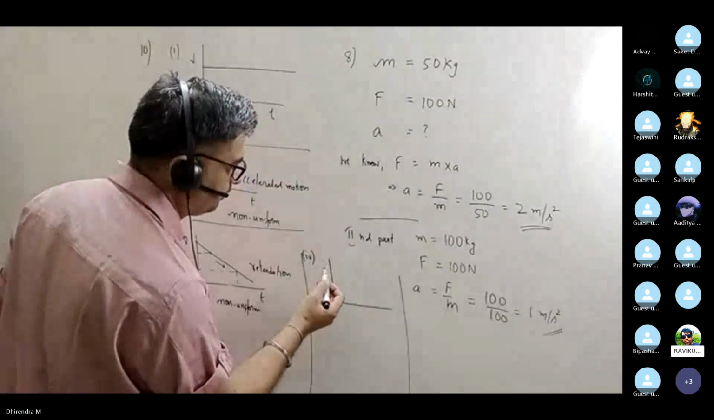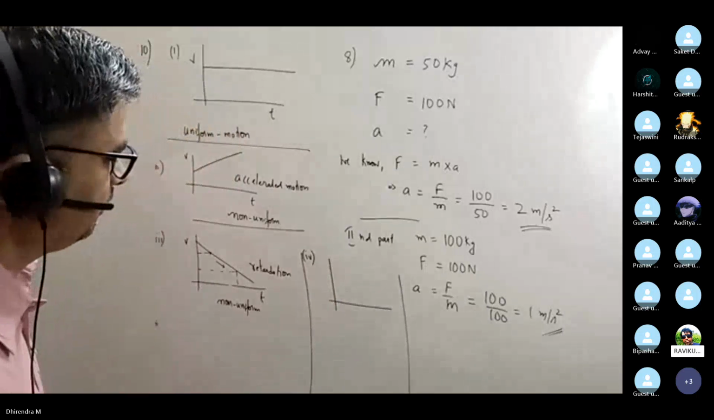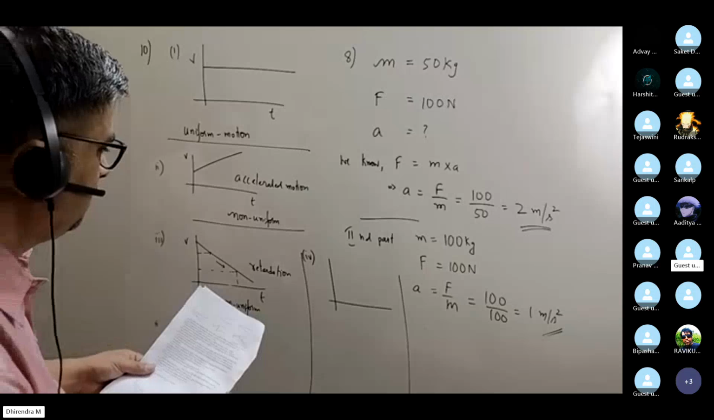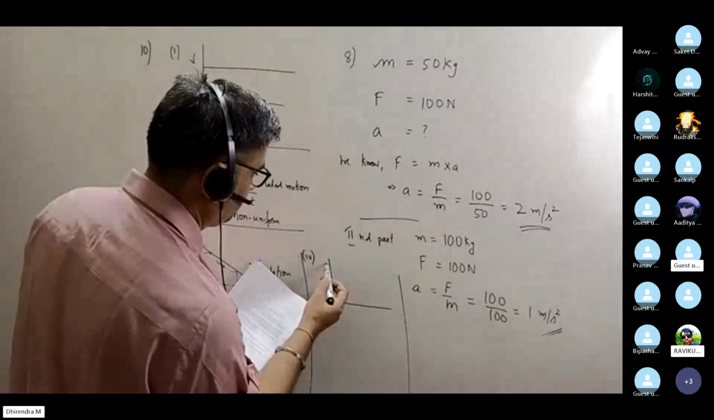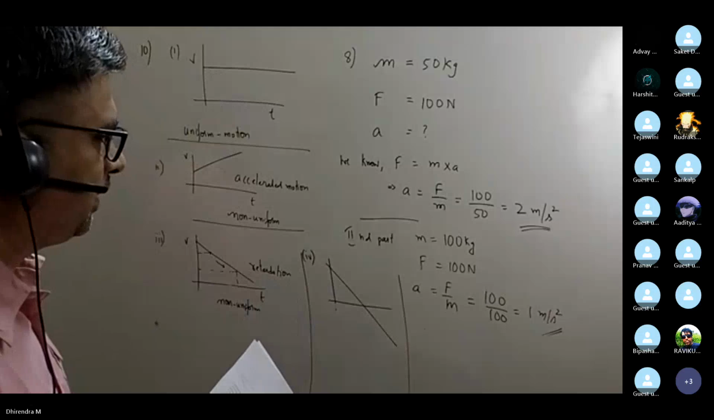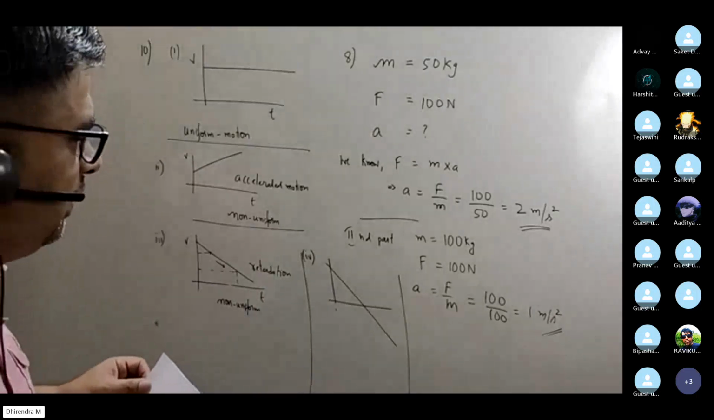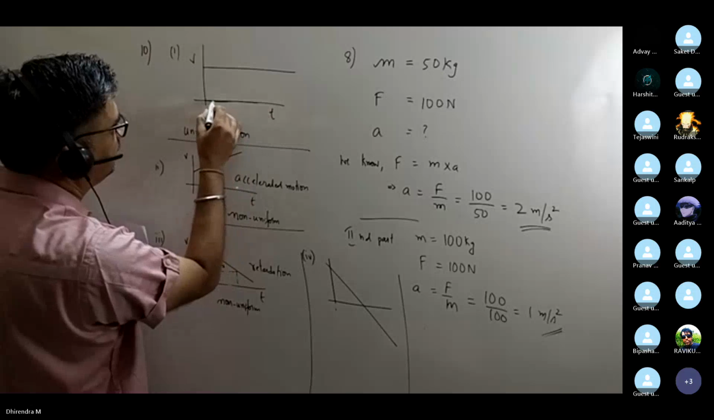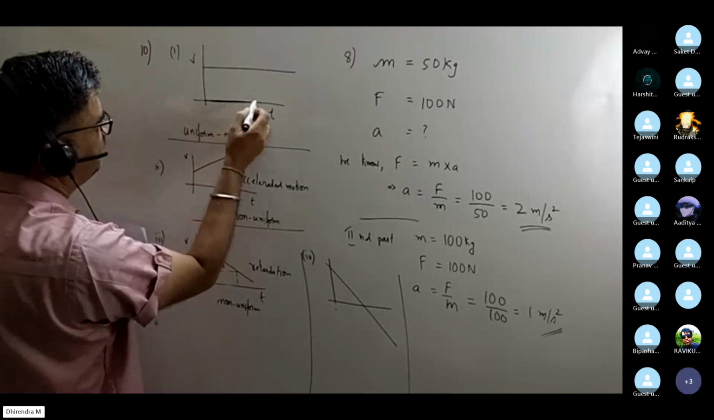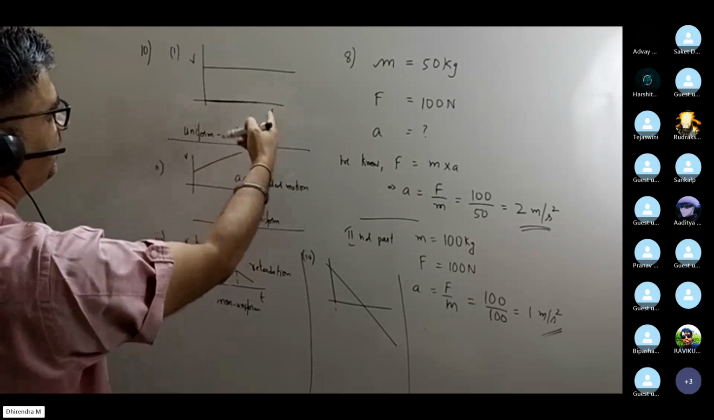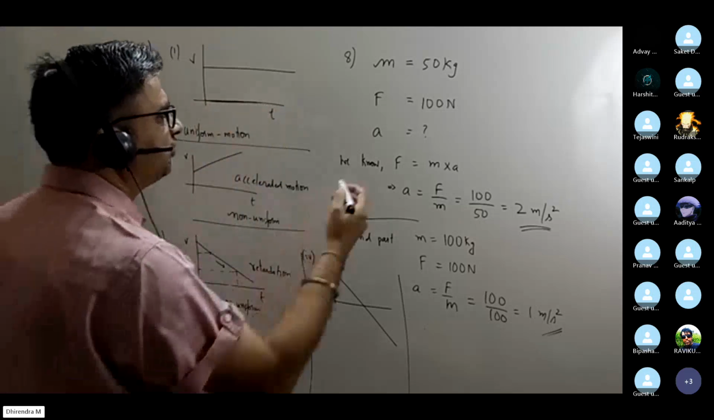Sir, can we show a body at rest in a velocity-time graph? Yes. The graph of the motion is along this line. Velocity is 0 as the time increases. So the body is at rest.